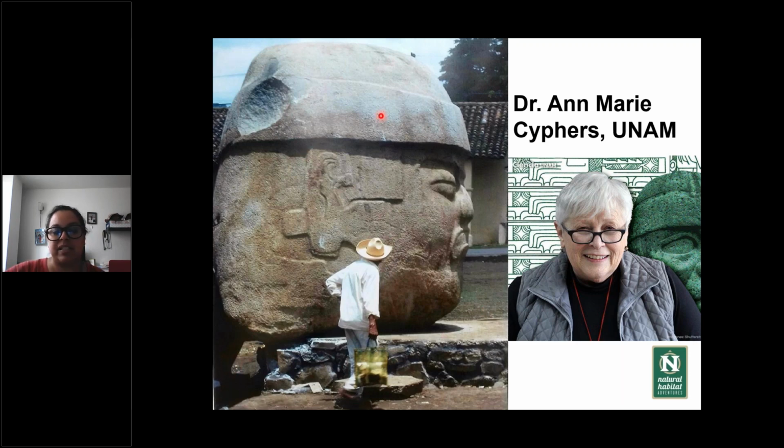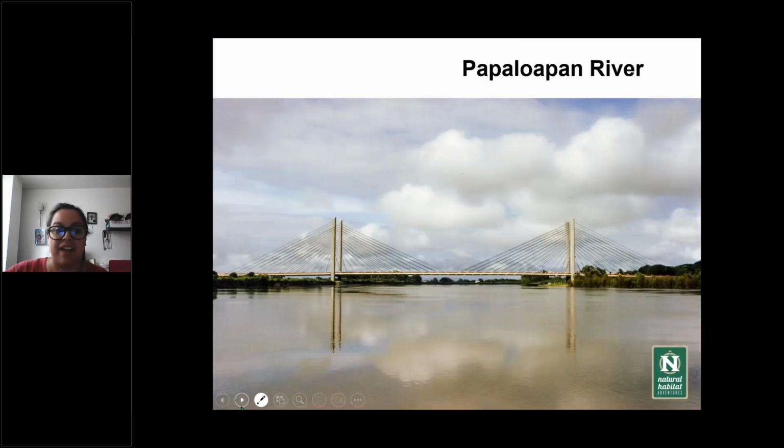The head that you can see in this image is the biggest one that has been found so far. We have found 17 Olmec colossal heads, and this one is the biggest. You can see the comparison with this farmer here, an indigenous person from Veracruz. It weighs 50 tons and is 11 feet high. So just so you have an idea of how massive these are.